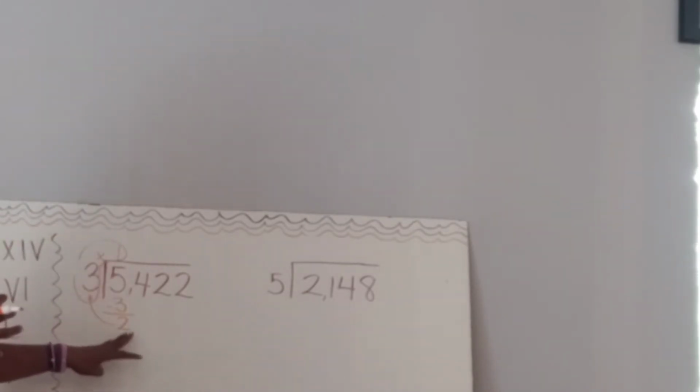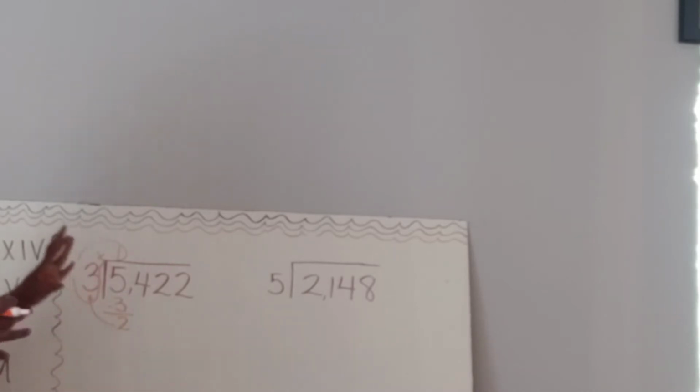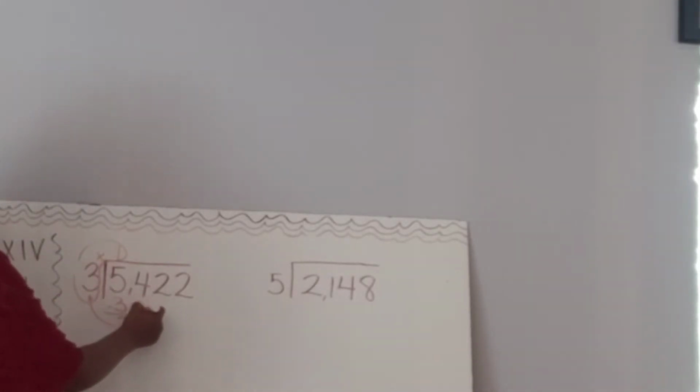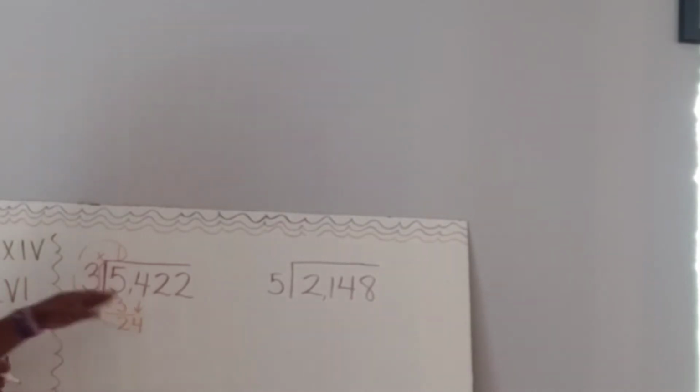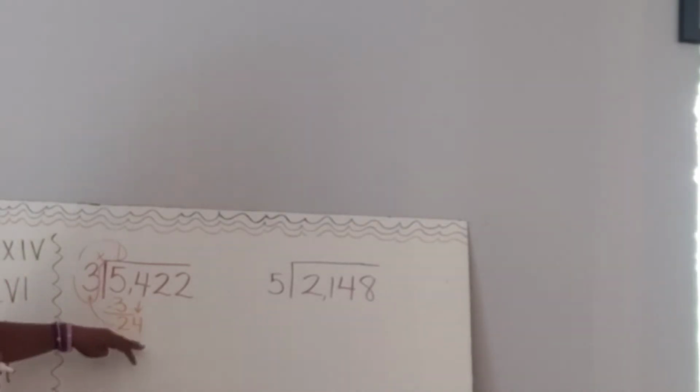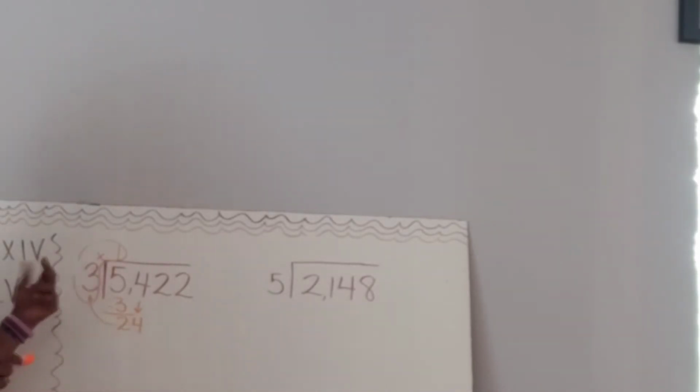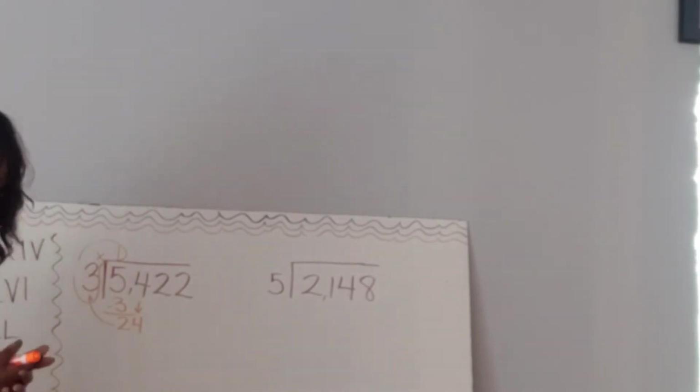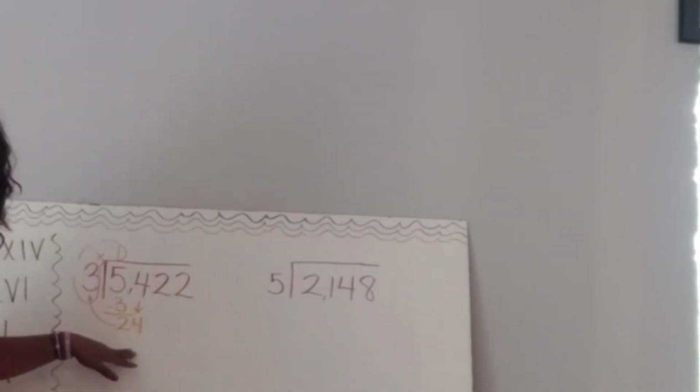We don't really compare, and when we're not comparing, we're not getting the right number. Then we bring down the very next number, our 4, next to our 2. And now we have a whole new number, and our number is 24. Now we're going to ask how many 3s are in 24.